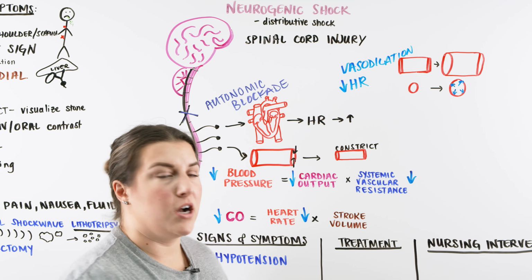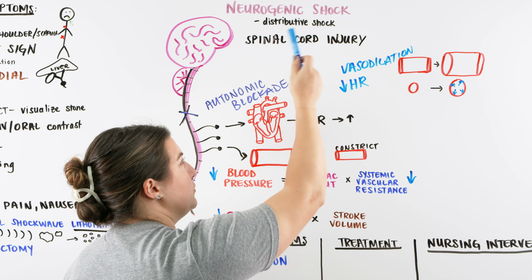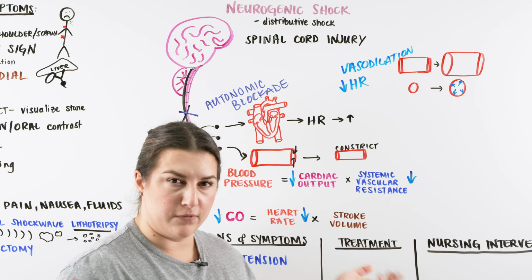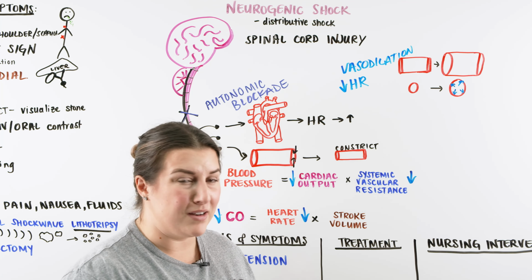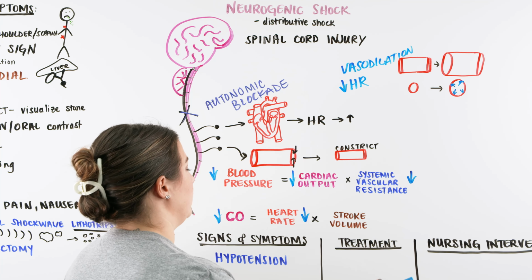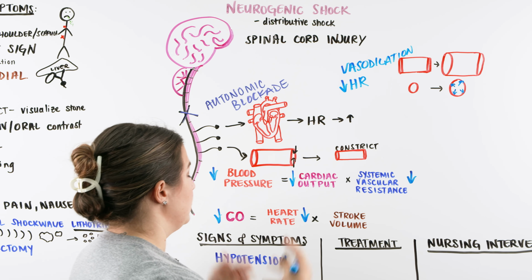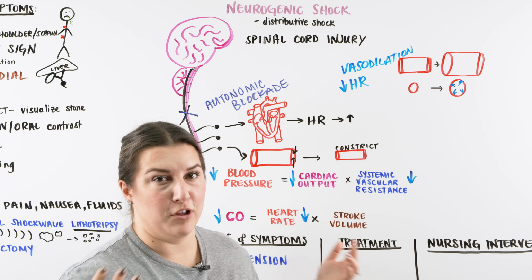Remember, neurogenic shock is a type of distributive shock. And with distributive, we want to think of distributing the fluid within our body. What is the fluid that's important in our body? Our blood. And if our blood isn't distributed correctly, we are going to have a decrease in blood pressure. So what's that going to look like? It's going to look like hypotension, and it's going to look like bradycardia.